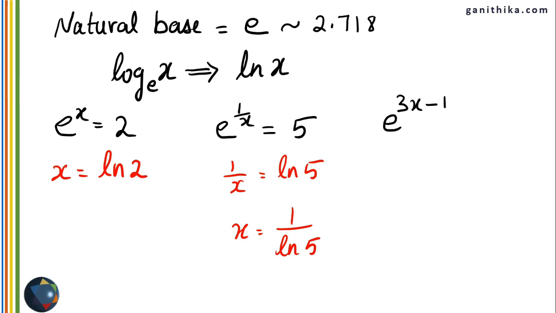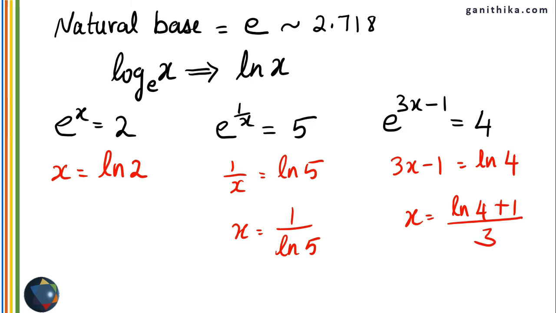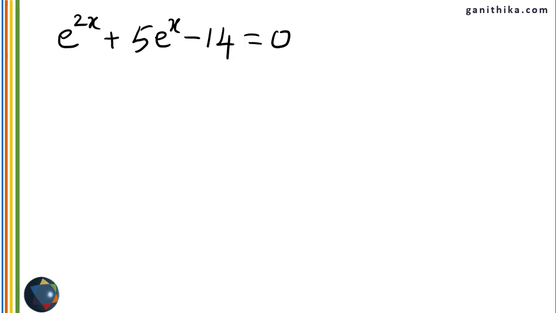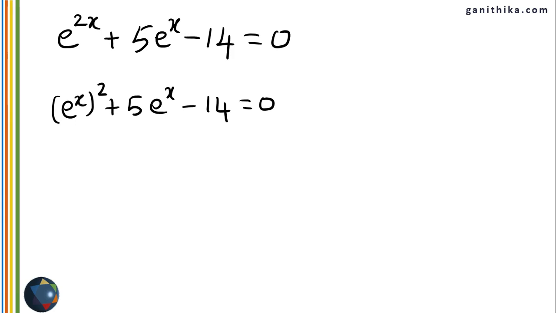Another example, e^(3x-1) = 4. Again changing this to logarithmic form, 3x - 1 = log 4 base e, which is ln 4. Therefore, x = (ln 4 + 1)/3. Let's consider another example. e^(2x) + 5e^x - 14 = 0. This is very similar to the exponential equation that we had with 4^x and 2^x. So you can see that e^(2x) can be written as (e^x)^2, and then the remaining equation stays as it is.